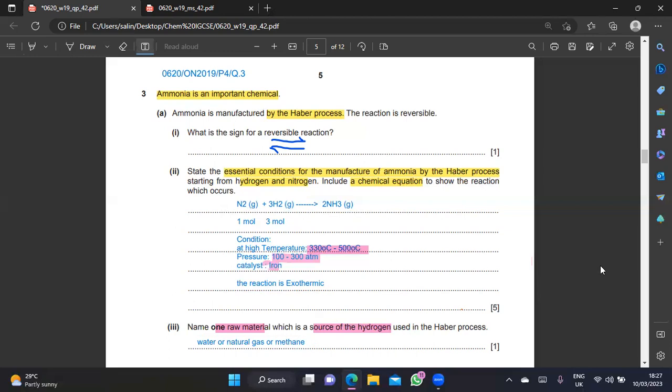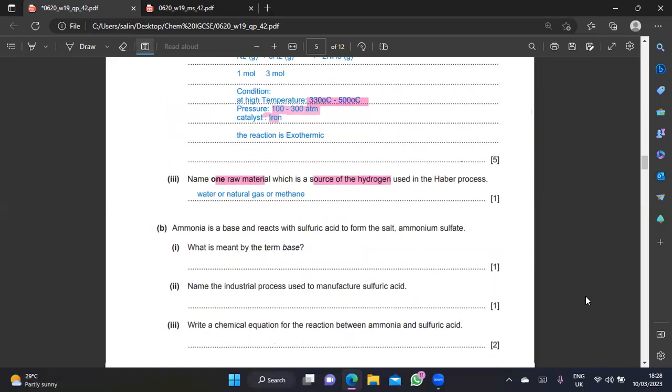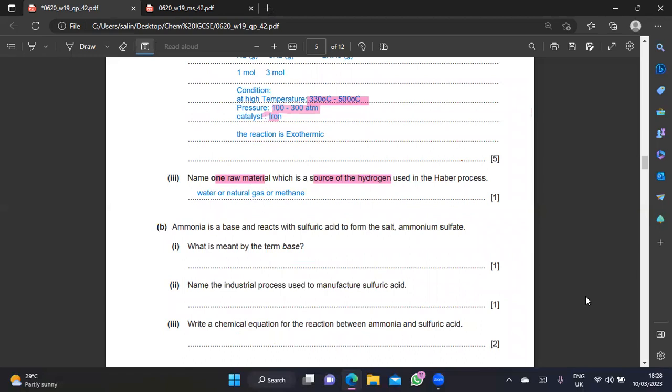So anything, yeah, the source for hydrogen, either we got it from water because water is H2O, or natural gas. You can just say natural gas without even mentioning what the gas is. Natural gas includes propane and methane, or you can mention it specifically, methane. Okay, that is for 1 mark. All right. Next question, part B.